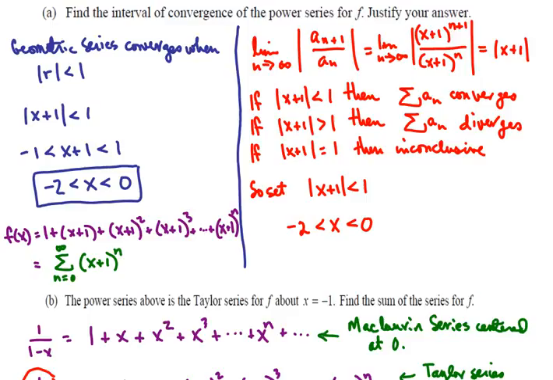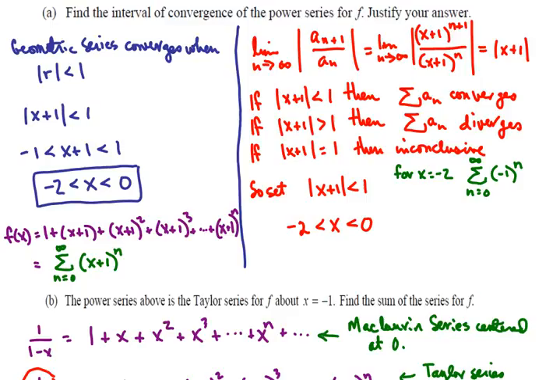So the way we're going to test the endpoints is, in this case, we want to go for x equals -2 to x equals 0. Well, what happens at x equals -2? When I plug in x equals -2, then I'm going to get -2 plus 1, which is just -1. And so I have the series sum for n equals 0 to infinity of -1 to the nth.